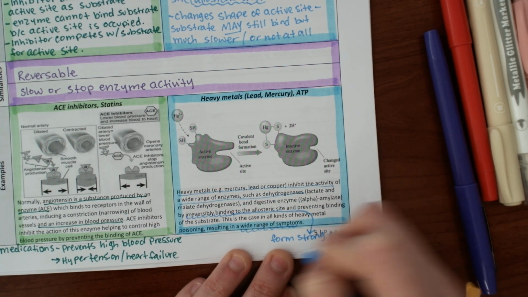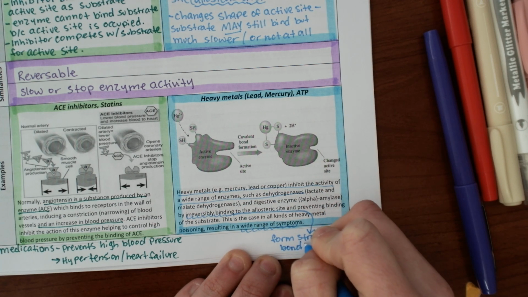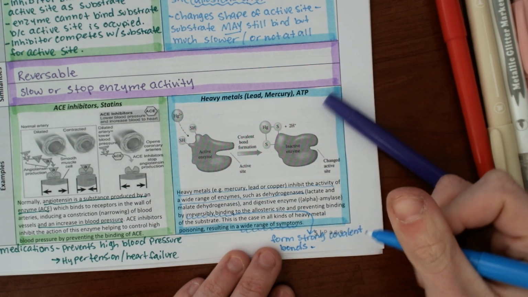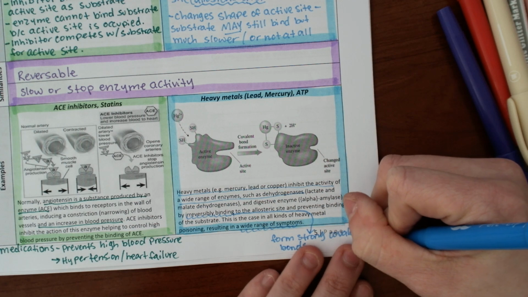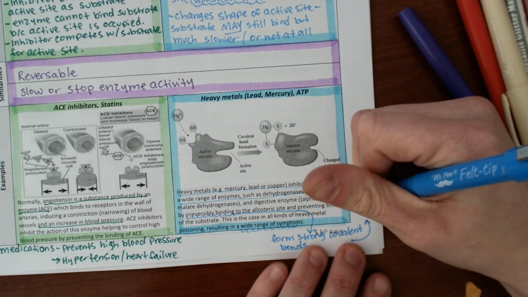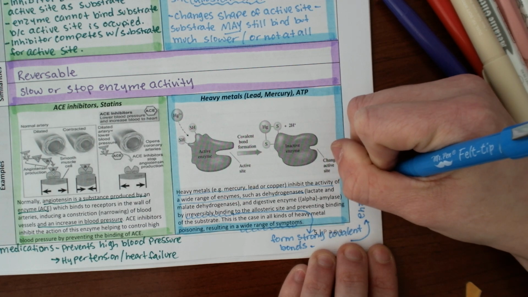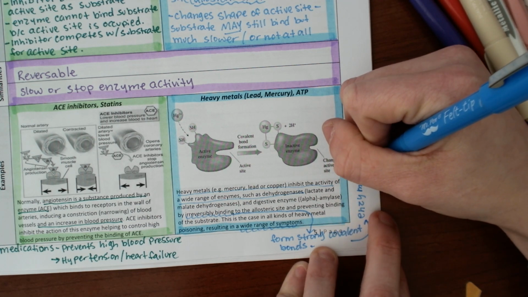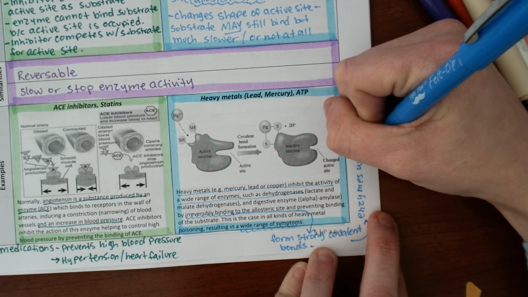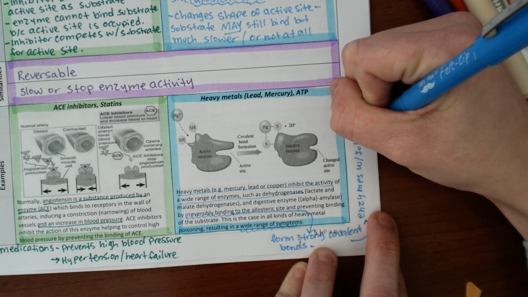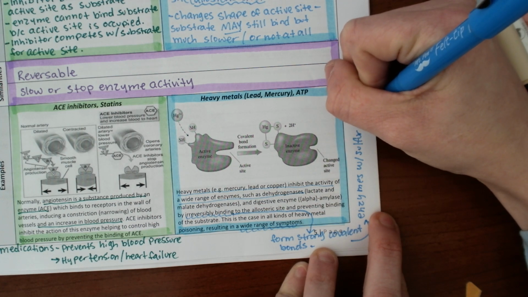Covalent bonds. And this is specific, where am I going to put this? Okay, that'll just go weirdly up the side of the page. It's specific to enzymes with sulfur-containing R groups.